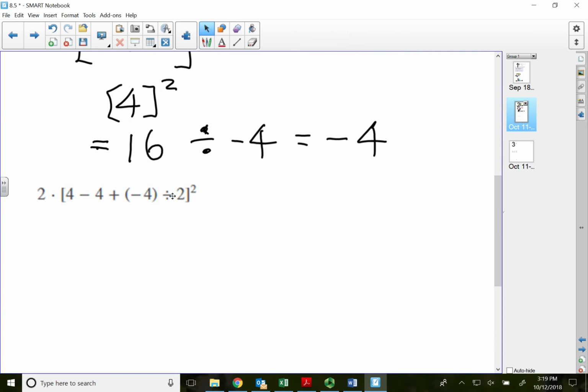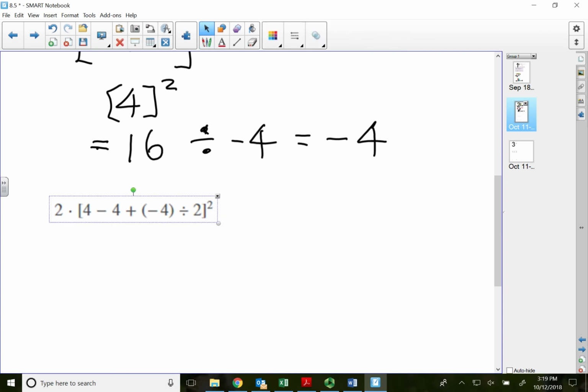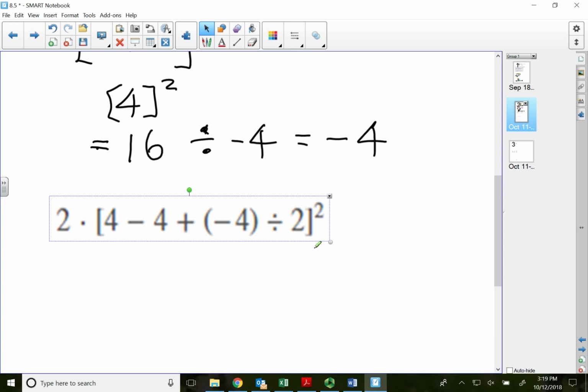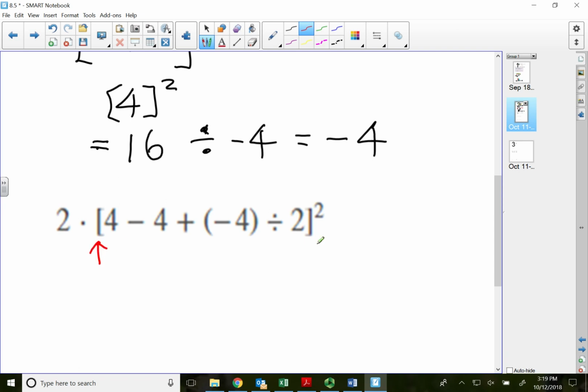All right, this is a very interesting problem as well because there's no plus and minus sign outside the brackets. Okay, this whole problem is one term. And you can see it right here. There is a big old multiplication sign right here. So let's look within this big old bracket because there's a lot of stuff going on here.